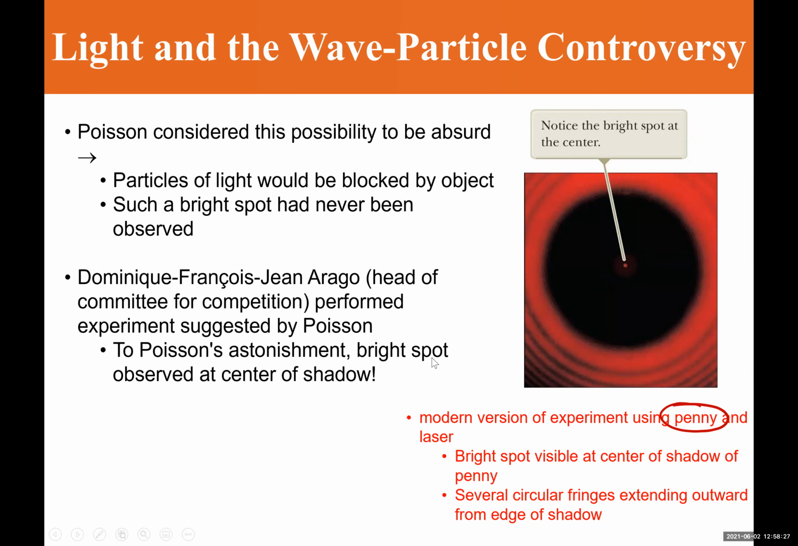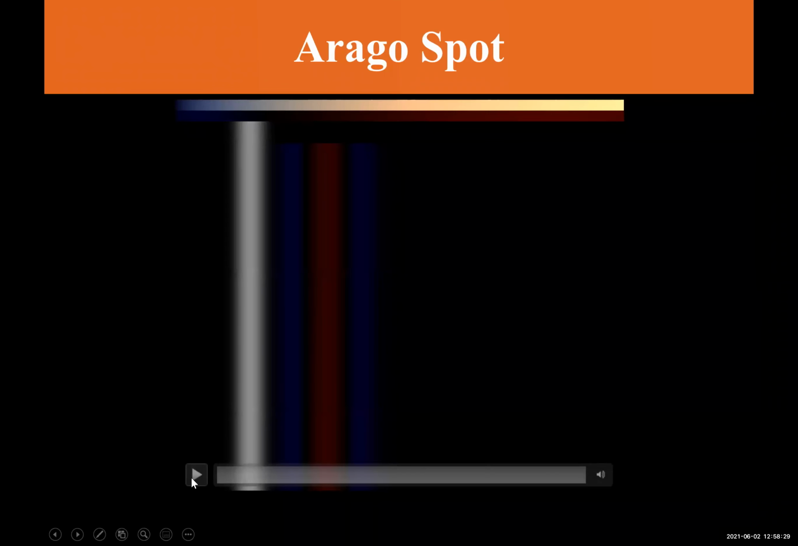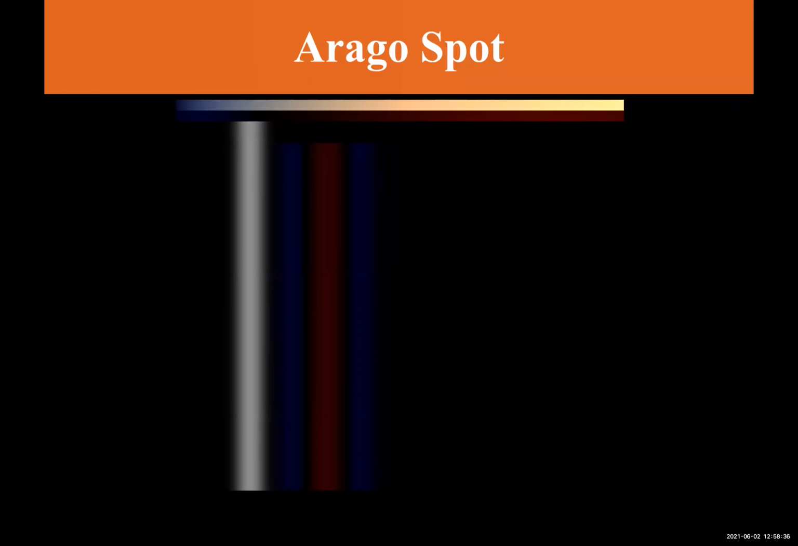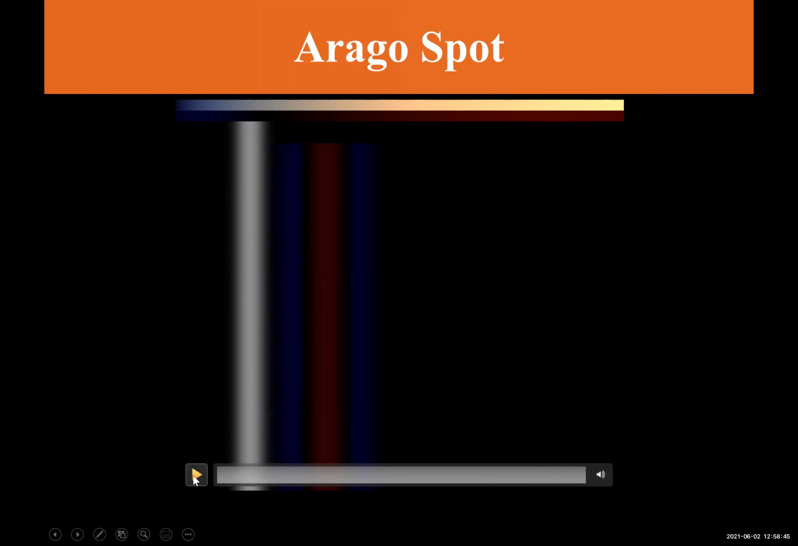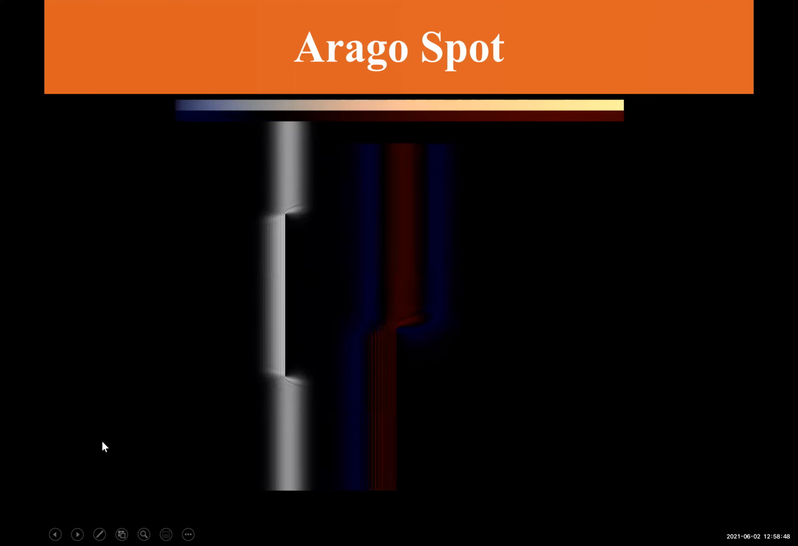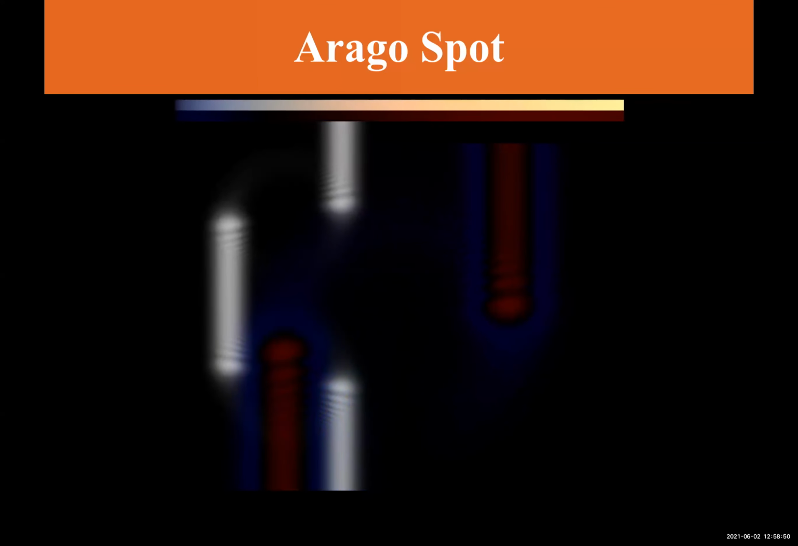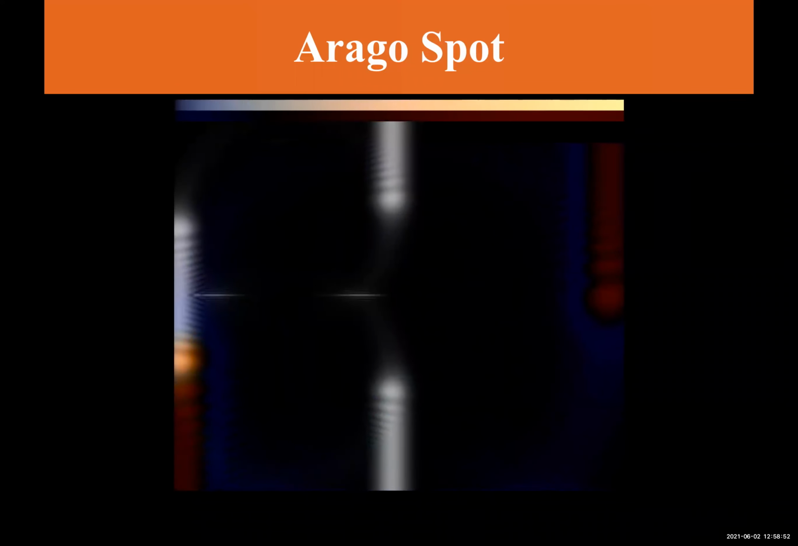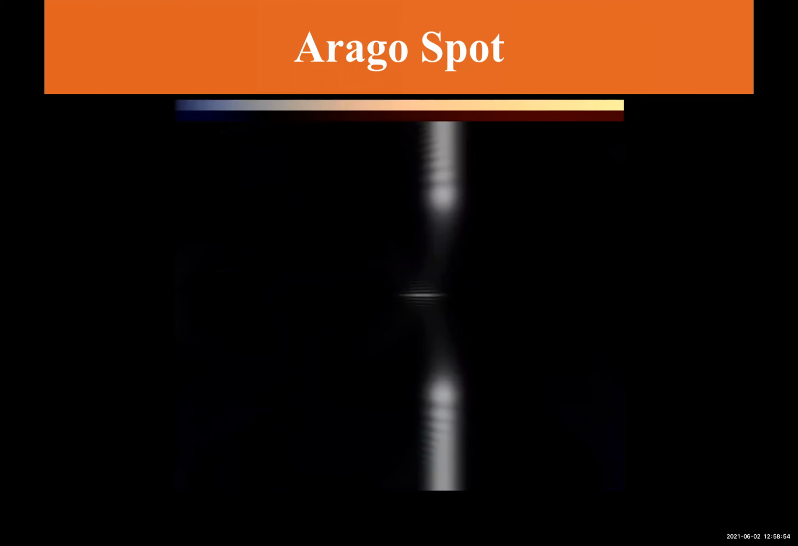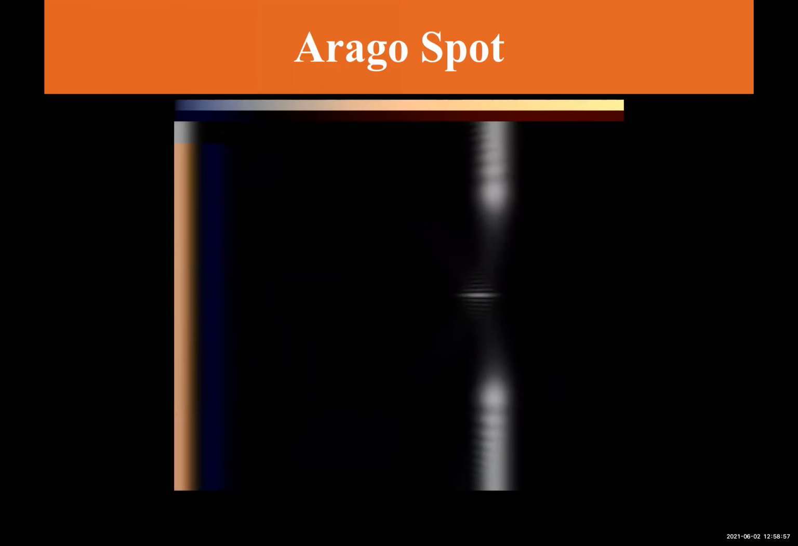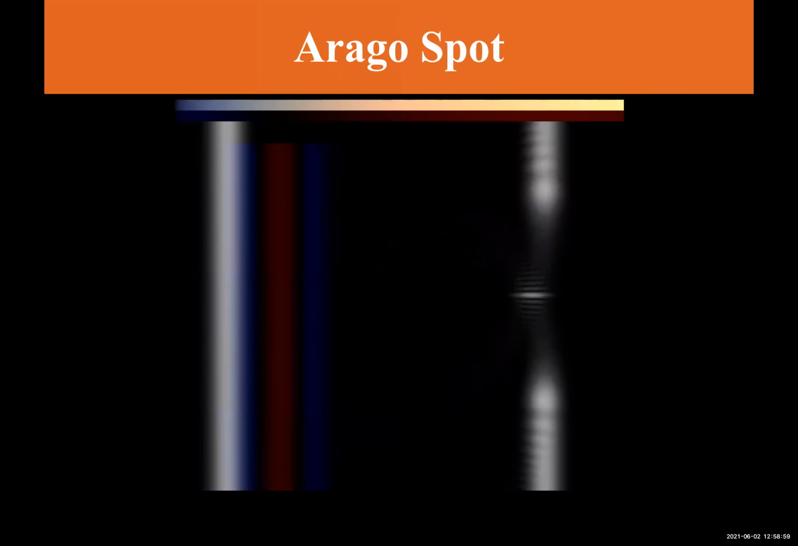Here I have actually a video of that. You can see from the side, where the light will be coming from the left side, and you can think like there's an object blocking. When the light passes the object, at the center, you will actually see the bright spot. There's the black object blocking the light, but as the light goes, you can see how at the center you see a bright spot. Okay, so that's basically the Arago spot.